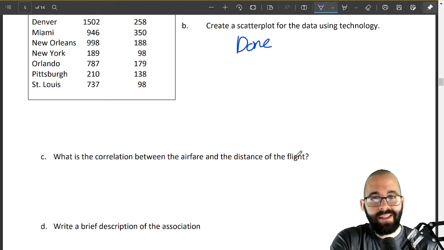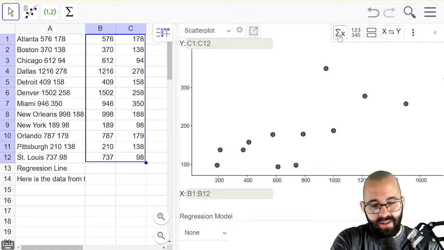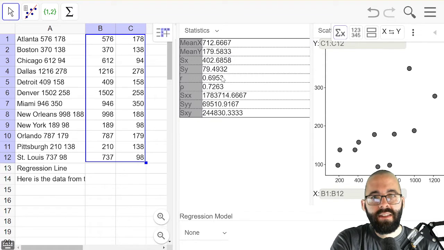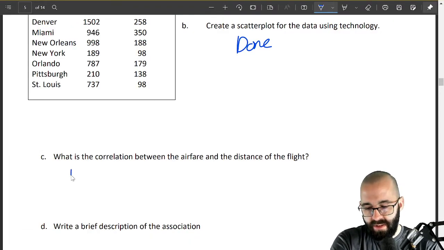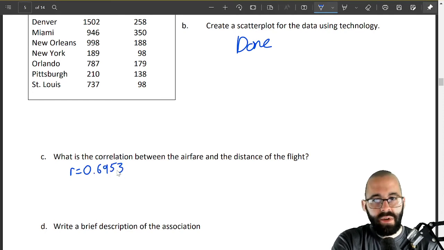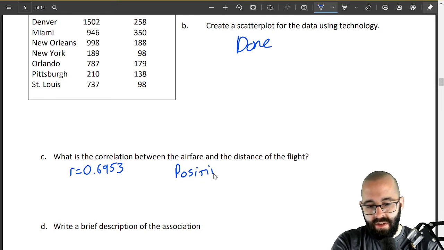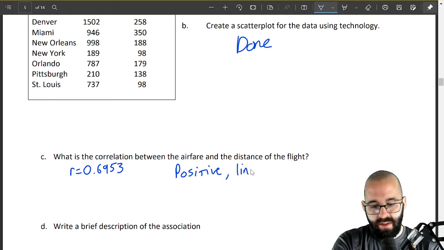Or if you don't want to guess, show statistics. R is 0.6953. So not as strong as the last one, but it's positive. It's mostly linear. And it's moderately strong.